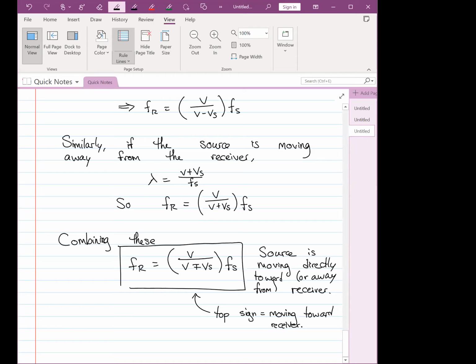Okay, now let's do the same thing, but this time the source is stationary and the receiver is moving. Consider a stationary source. You might think that the formula is the same, but it's not. It's similar, but it is different, which is kind of baffling.